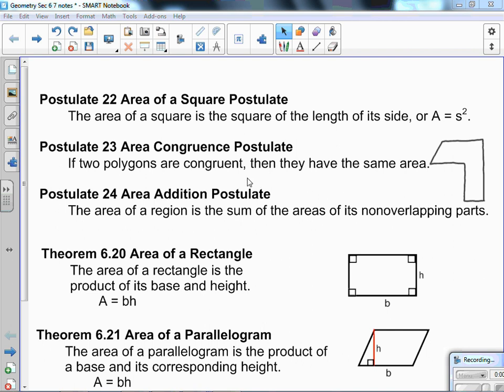Area congruence postulate. If two polygons are congruent, then they have the same area, which should make sense. If two polygons are congruent, then everything's the same about them, and so the area should be the same as well.